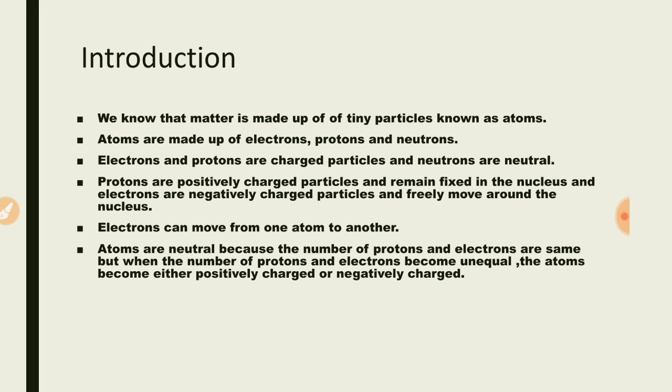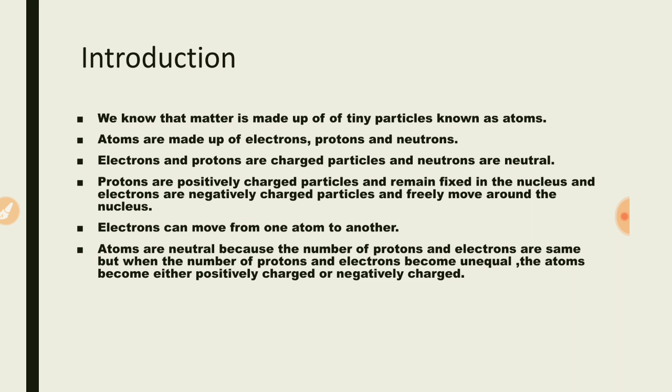So, in an atom, protons are positively charged particles and remain fixed in the nucleus, and electrons are negatively charged particles and freely move around the nucleus. And electrons can move from one atom to another. All atoms are neutral. Why? Because the number of protons and electrons are same.